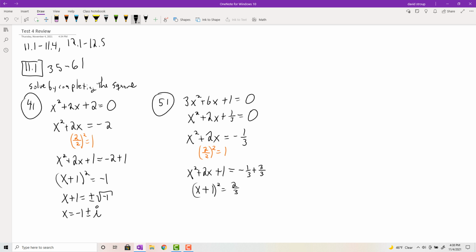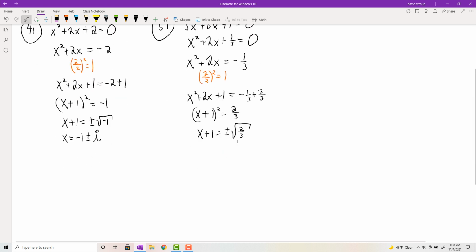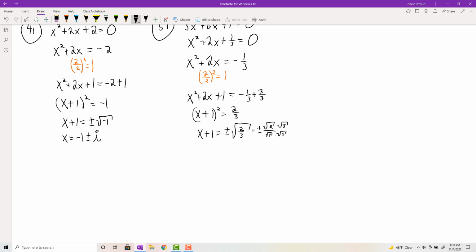And then square root property says we have x plus 1 equals plus or minus square root of 2/3. I'm going to want to simplify that plus or minus. I want to rationalize the denominator, right? So this is the same as plus or minus root 2 all over root 3. So I want to multiply top and bottom by root 3. And that's going to give me plus or minus root 6 all over root 9, which is just 3. So I'll end up with, moving the 1 to the right, negative 1 plus or minus root 6 over 3.